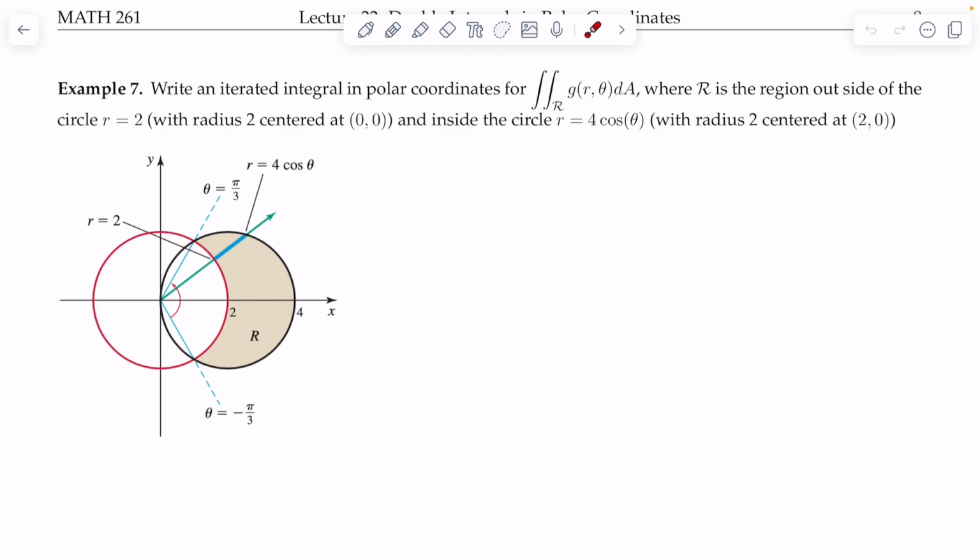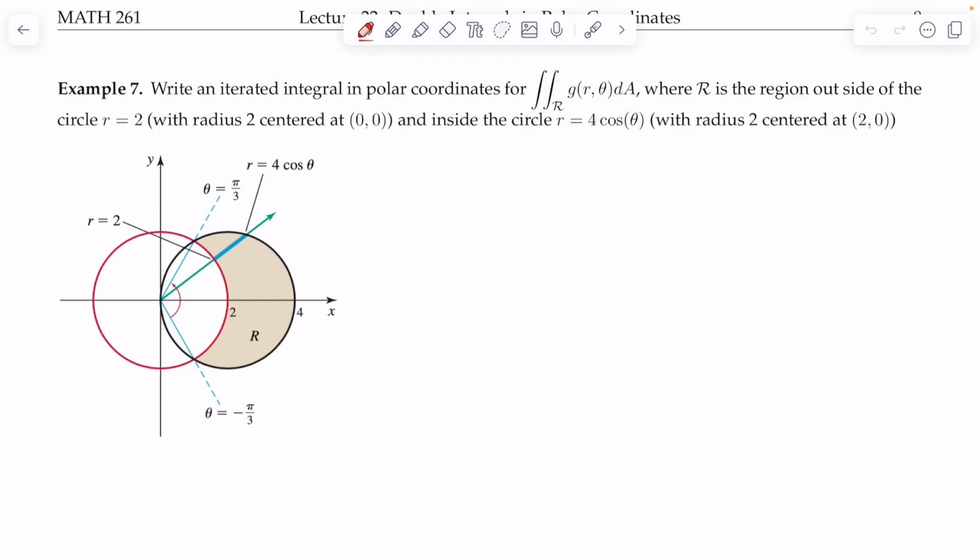And inside the circle r equal to 4 cosine of theta. So the region of consideration is in brown here. The circle r equal to 2 is the circle with radius 2 centered at the origin. And the circle r equal to 4 times cosine of theta is the circle with radius 2 centered at the point (2, 0). So here's the setup.